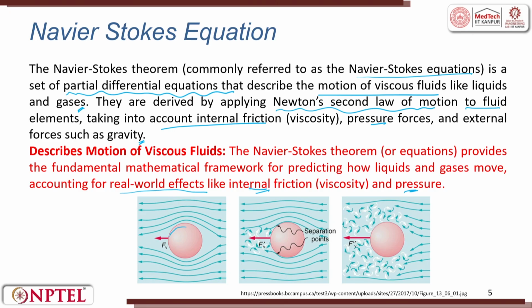You can see here there is an object moving with a velocity v, and it is trying to cut the flow of air. You can see there is a separation point where flow separation is happening, and then you see how it creates turbulence in the streamline.